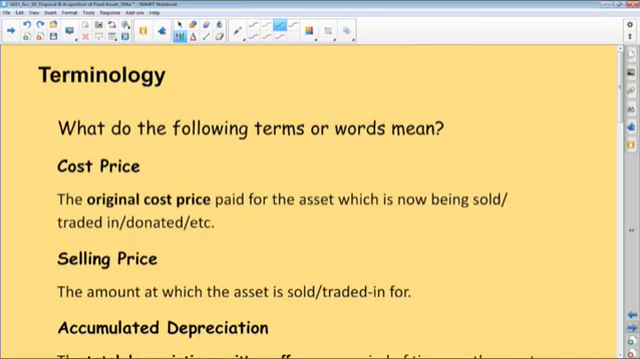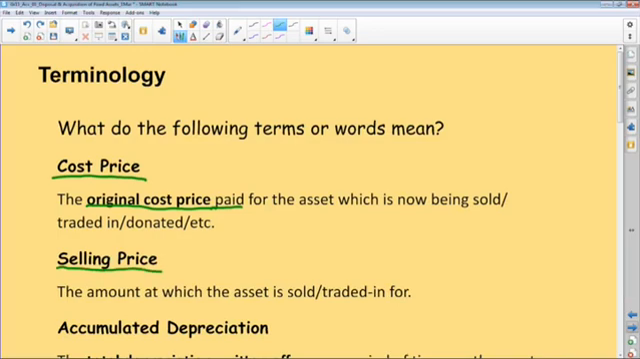So the first key concept, cost price. What do we mean by cost price? So let's look at the definition. This is the original cost price that was paid for the asset which is now being sold, traded in, donated, etc. Okay, so remember, guys, cost price, we are talking about the original cost price. What did the business buy the asset for when they obviously purchased this asset?